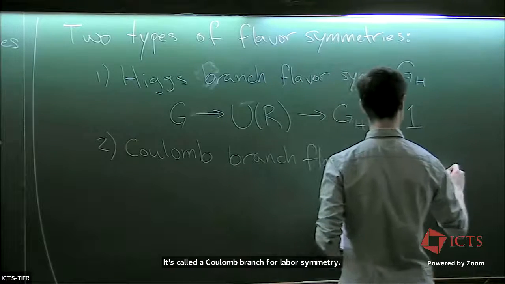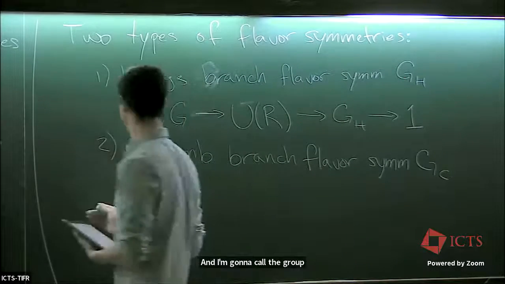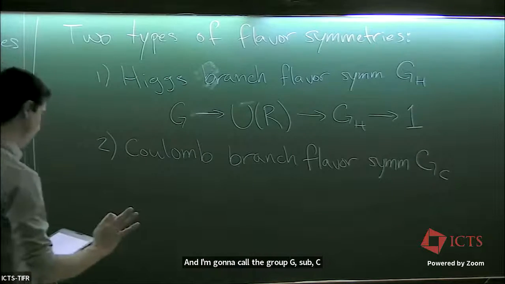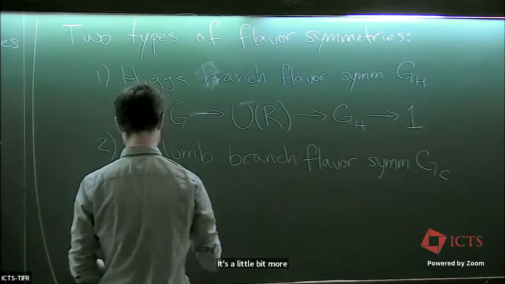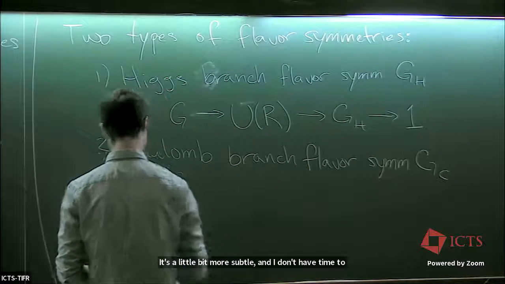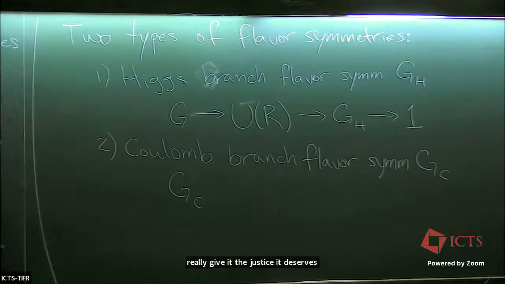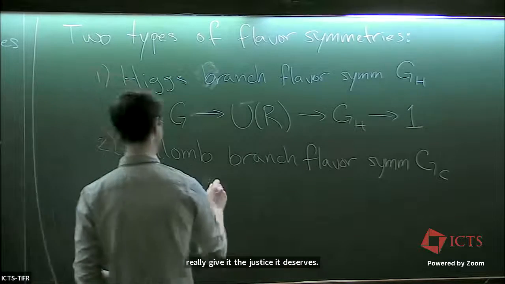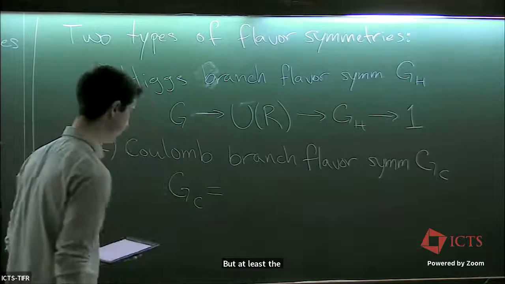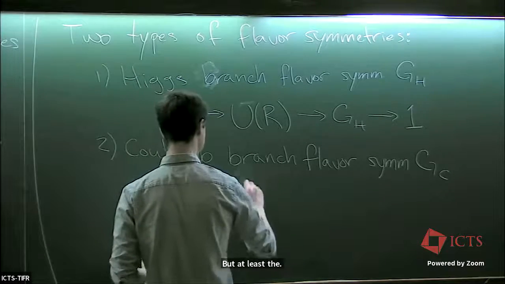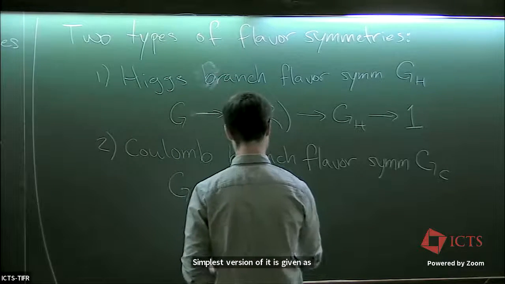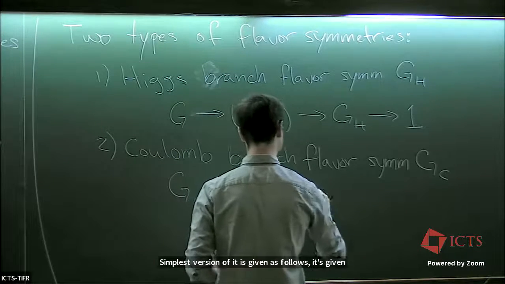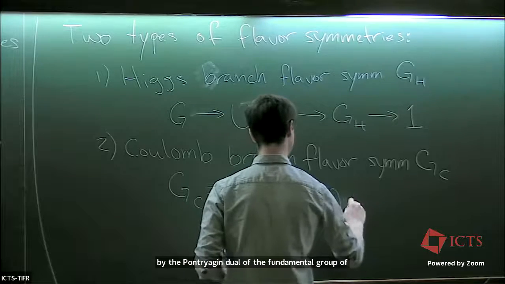And I'm going to call the group G sub C. It's a little bit more subtle, and I don't have time to really give it the justice it deserves, but at least the simplest version of it is given as follows. It's given by the Pontryagin dual of the fundamental group of G.